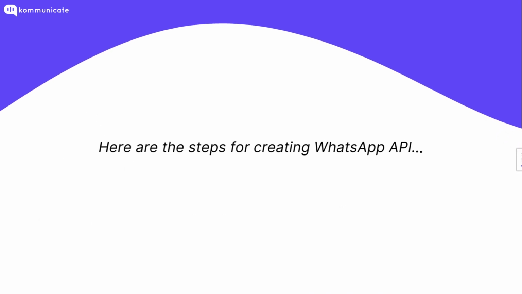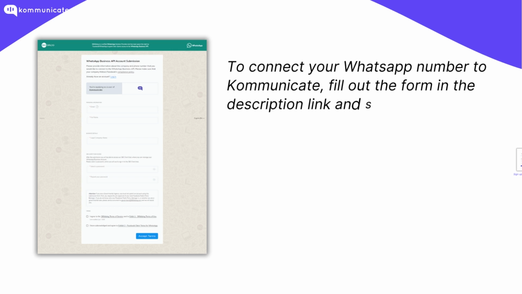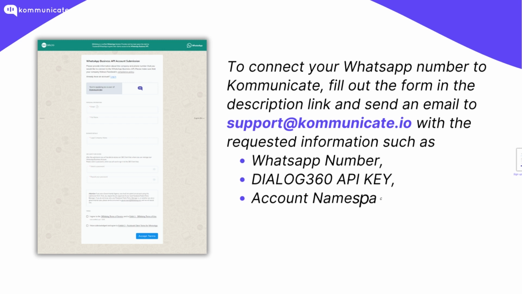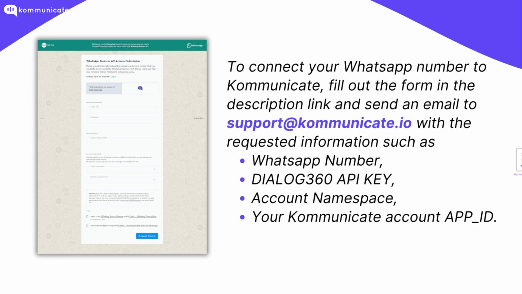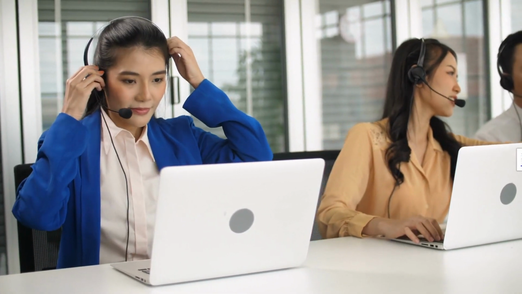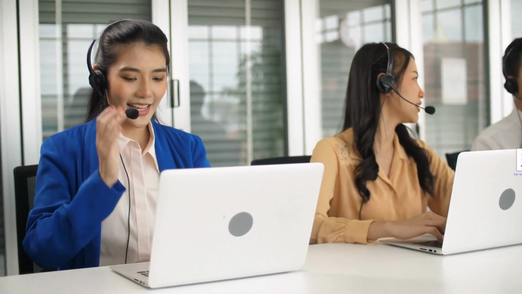Here are the steps for creating the WhatsApp API. To connect your WhatsApp number to Communicate, fill out the form shown, for which the link is also given in the description, and send an email to support@communicate.io with the requested information such as WhatsApp number, 360 Dialog API key, account namespace, and your Communicate account app_ID. When the Communicate support team receives the information, they will assist you in connecting your WhatsApp number to your account.